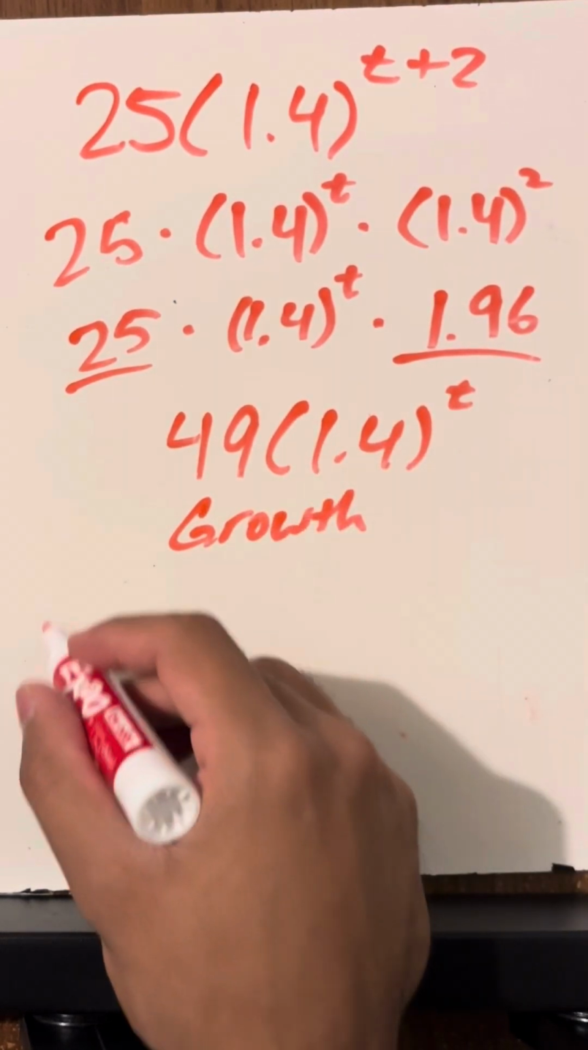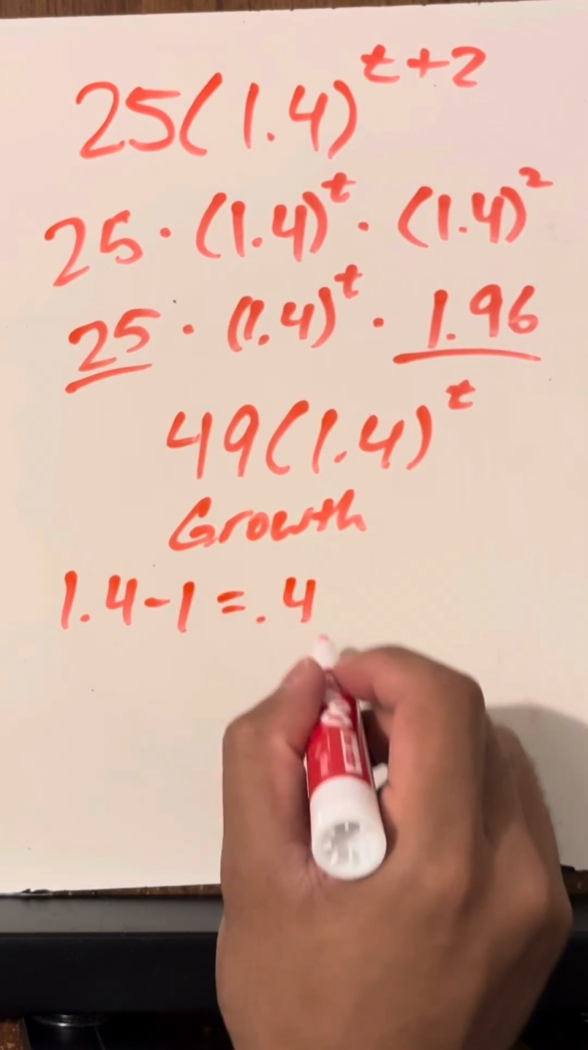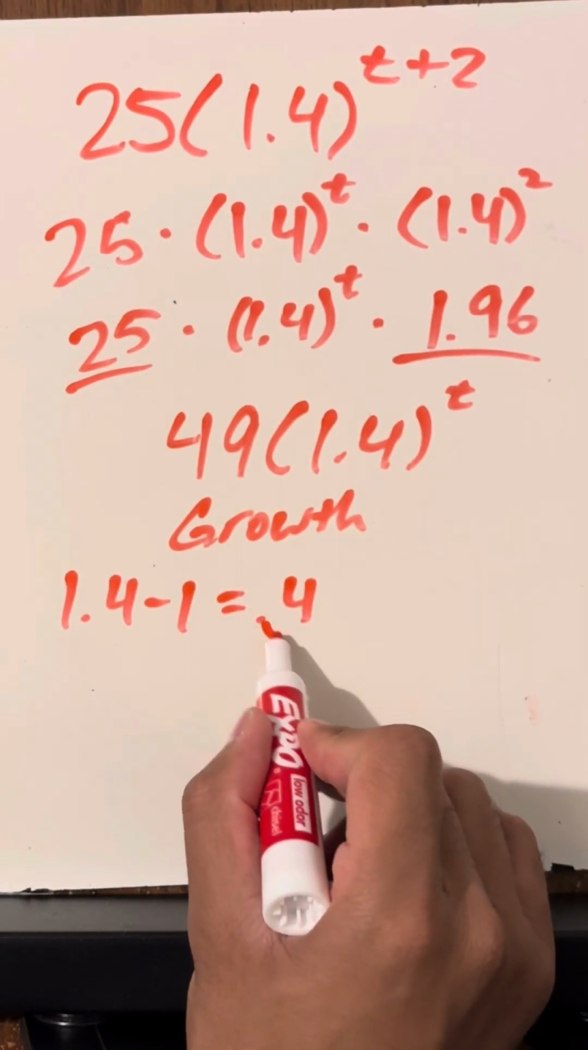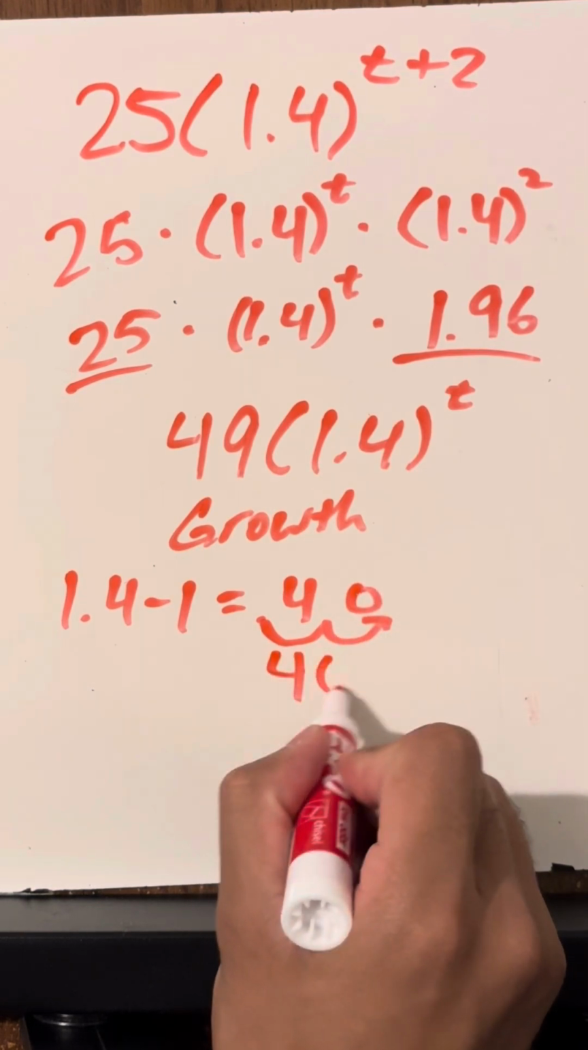And how much is it growing by? We do 1.4 minus 1, which is 0.4. To put this as a percentage, we move the decimal 2 spots to the right, put a 0, and it would be 40%.